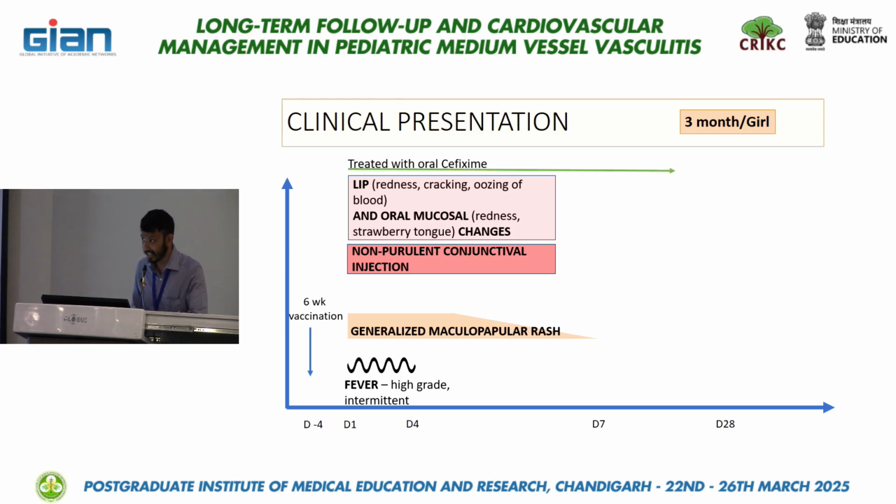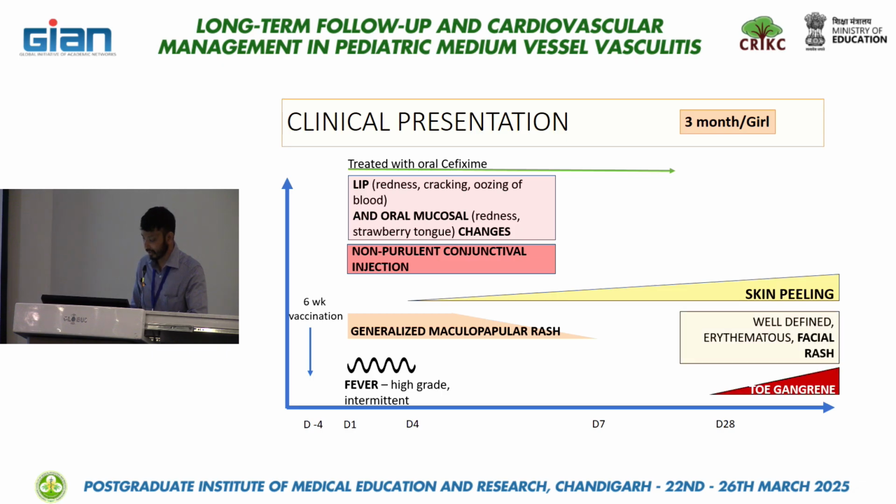For these complaints, she was taken to a local practitioner where she was treated with oral third-generation cephalosporins. Her fever subsided within 4 days and her other complaints resolved within 7 days. However, following this, the mother noted that she had skin peeling predominantly over the distal extremities. She remained well for a duration of 3 weeks following this illness.